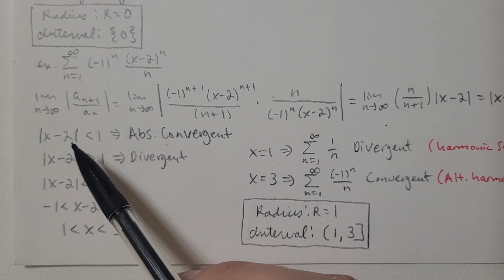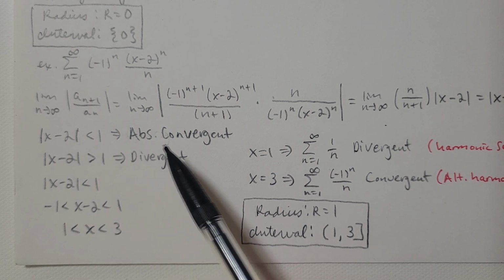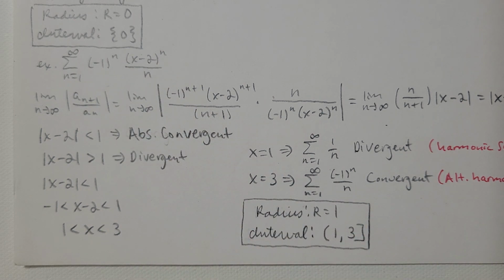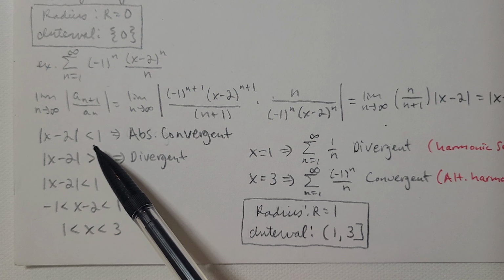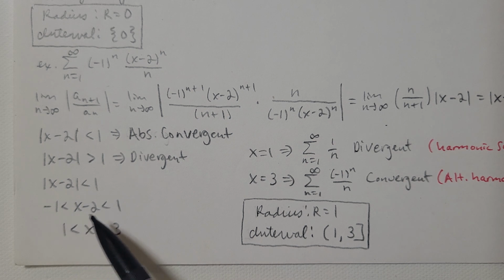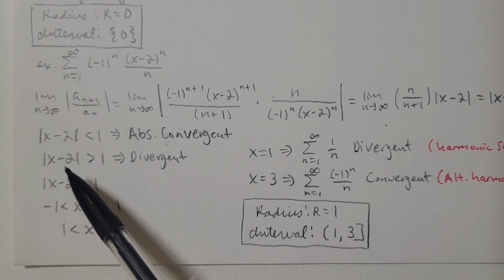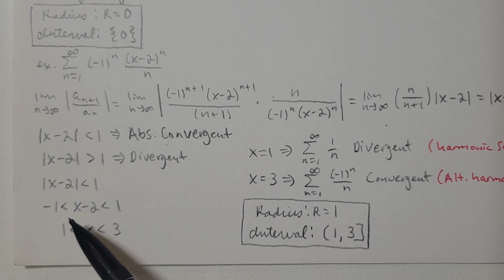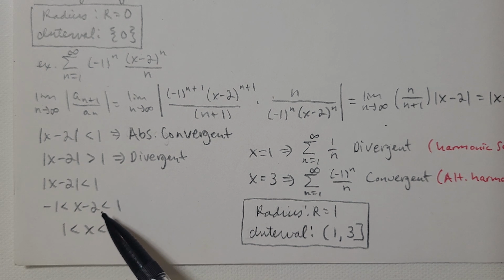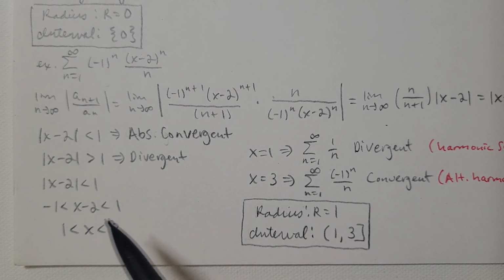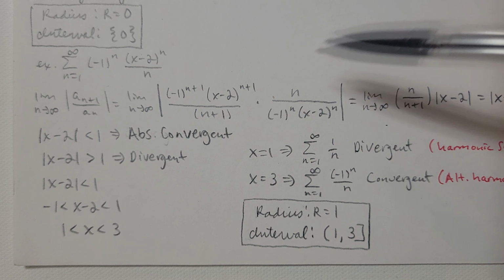So now I care about when the absolute value of x minus 2 is less than 1. I need to find out for what values of x this series is convergent. Well, the absolute value of x minus 2 less than 1 means that x minus 2 is between 1 and negative 1. That's by definition when I lose the absolute value bars. So if I add 2 throughout these three parts, negative 1 plus 2 is 1, x minus 2 plus 2 is x, and 1 plus 2 is 3. So any number, in other words, at this point, any number that is between 1 and 3 is going to make this series converge.